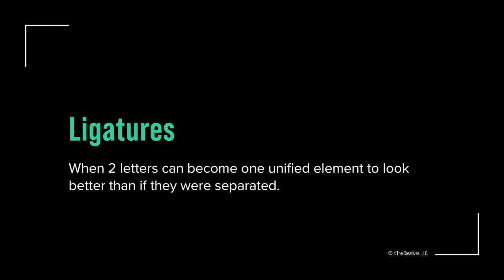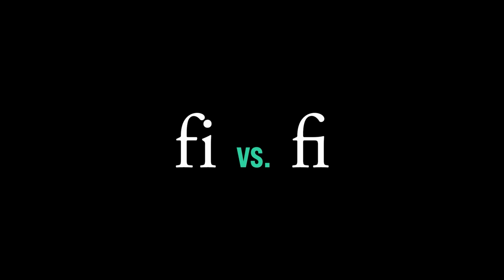Another term you need to understand is called a ligature. Ligatures refer to when two letters can become one unified element to look better than if they were separated. These are also designed into the typefaces by type designers. You can see the F and the I together on the left does not use a ligature, but the F and the I on the right is a ligature, and it looks better that way. It is one shape designed to look better than when they are just the letters themselves.